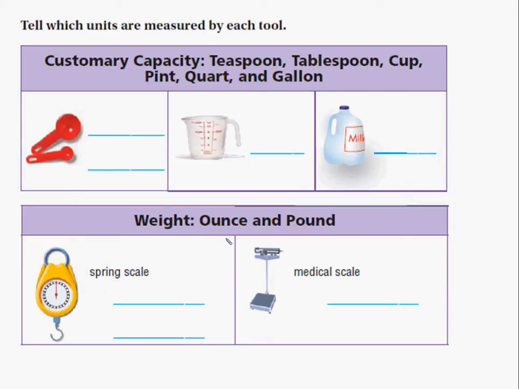Let's start with the weight down here. Once again, spring scale and medical scale. Now we have ounces and pounds. We all pretty much know what a pound is.